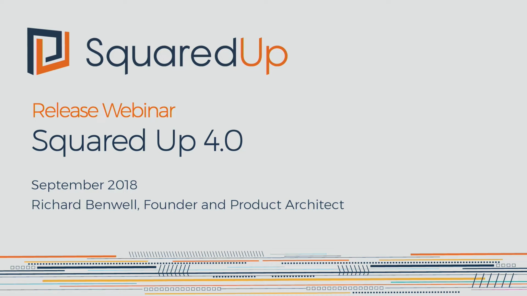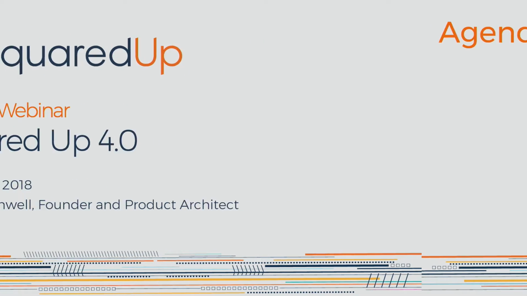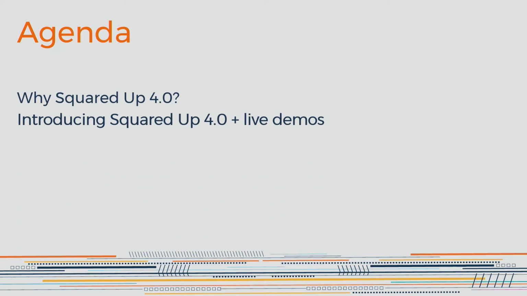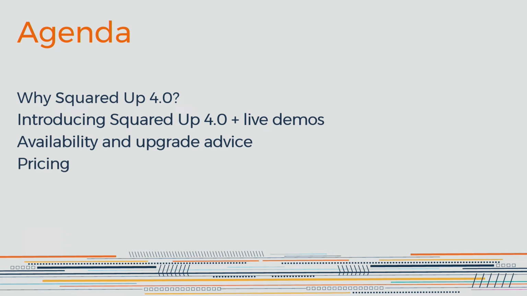The agenda for today, I'll intro some of the thinking behind Squared Up 4.0, why we built it, why it's a major new release. We'll then move on to looking at the features in detail, and of course I'll give you some live demos. That will be the bulk of the webinar. I'll finish off with some details around availability, so when you can get your hands on Squared Up 4.0 and some top-level advice around the upgrades. And then we'll look at the pricing model, look at the next steps, so when you can get your hands on this and where to go next. And we'll finish off with a Q&A.